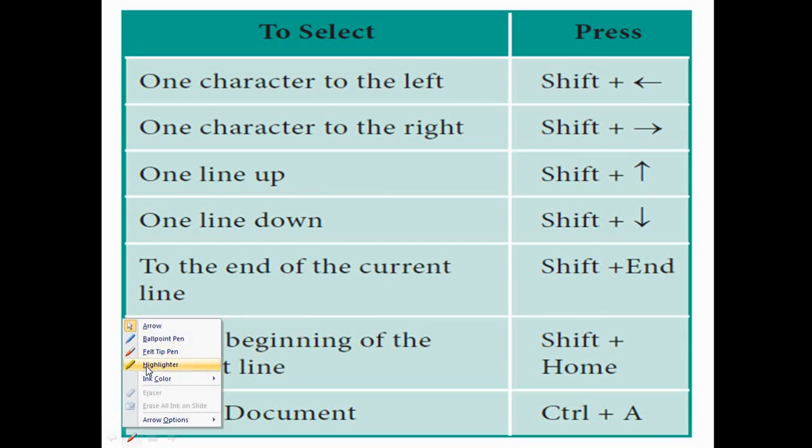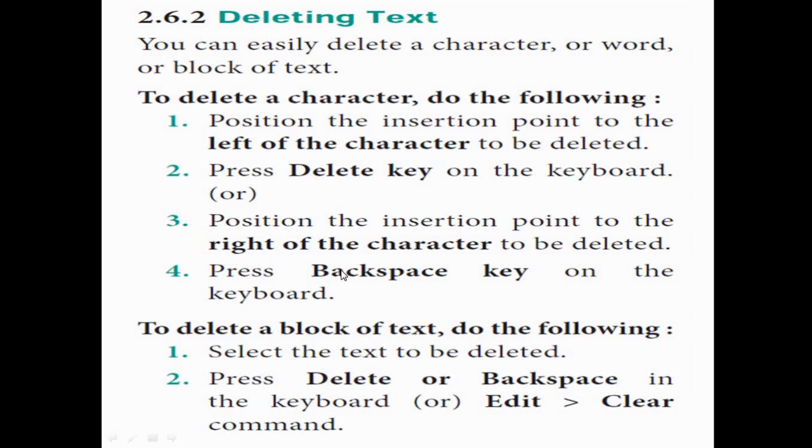If you want to select the entire document, this is very important. You need not go to the beginning of the document and select all those lines or pages or paragraphs. Just use the shortcut key Ctrl plus A. The entire document will get selected. So you know how to select a text. After selecting the text, you can do the editing.